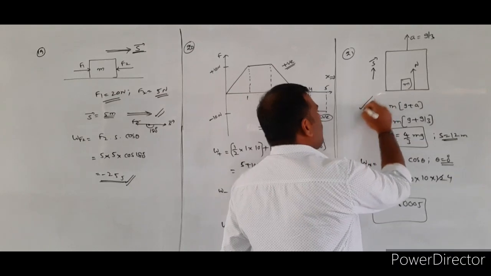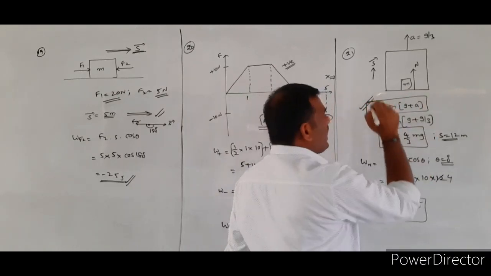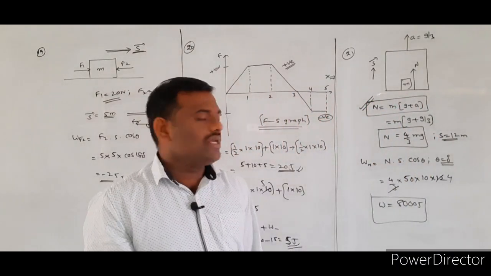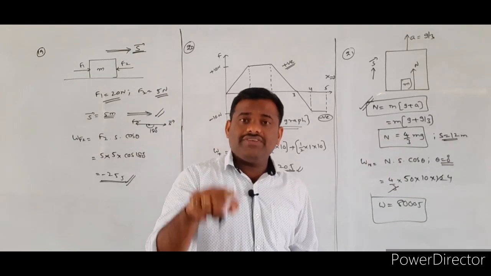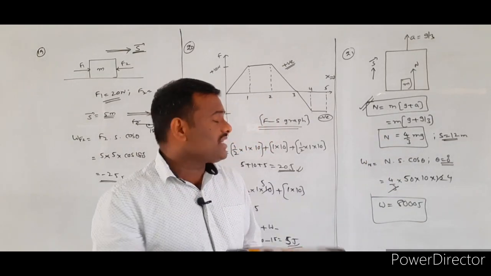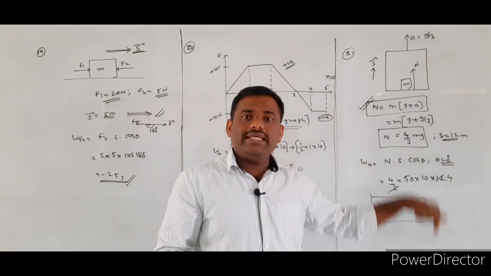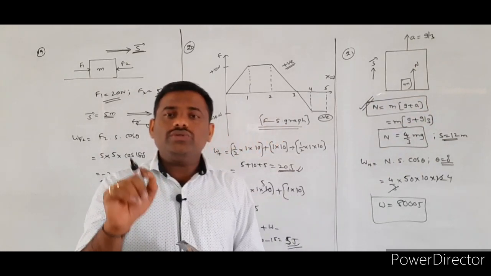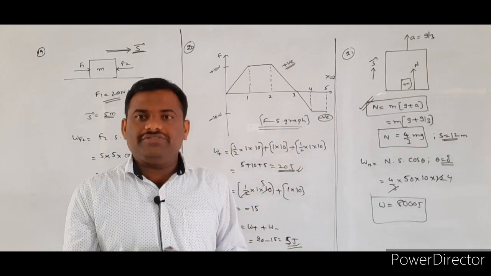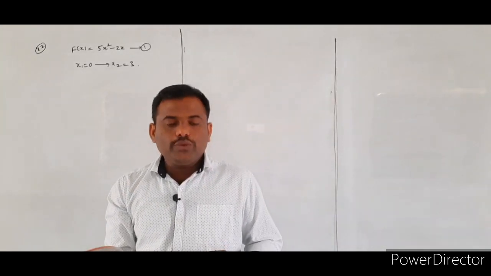The first point we have to understand is the normal reaction exerted by the lift surface. As already discussed, whenever the lift is moving in the upward direction, the normal reaction is equal to m into g plus a. Whenever it is moving in the downward direction, it is m into g minus a, in the case of lift problems.